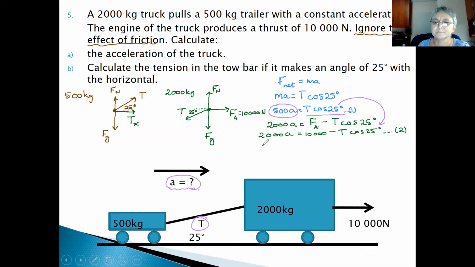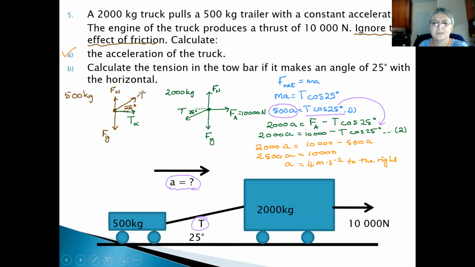I'm going to say 2000a equals 10,000 minus 500a. That brings us to 2,500a equal to 10,000. So a would be 4 meters per second squared to the right. So we've calculated the acceleration.